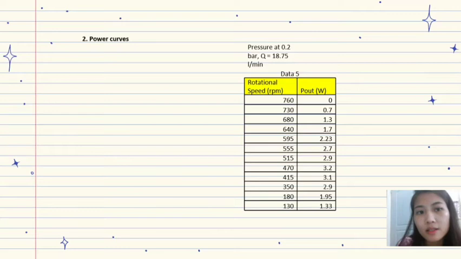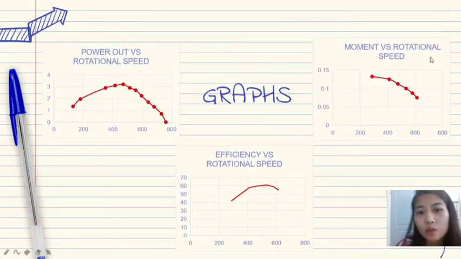Next we have the power curves, with pressure at 0.2 bar and Q equal to 18.75 L per minute. We are also provided with the rotational speed and power out. From this data we can obtain graphs: moment versus rotational speed, power out versus rotational speed, and lastly efficiency versus rotational speed.